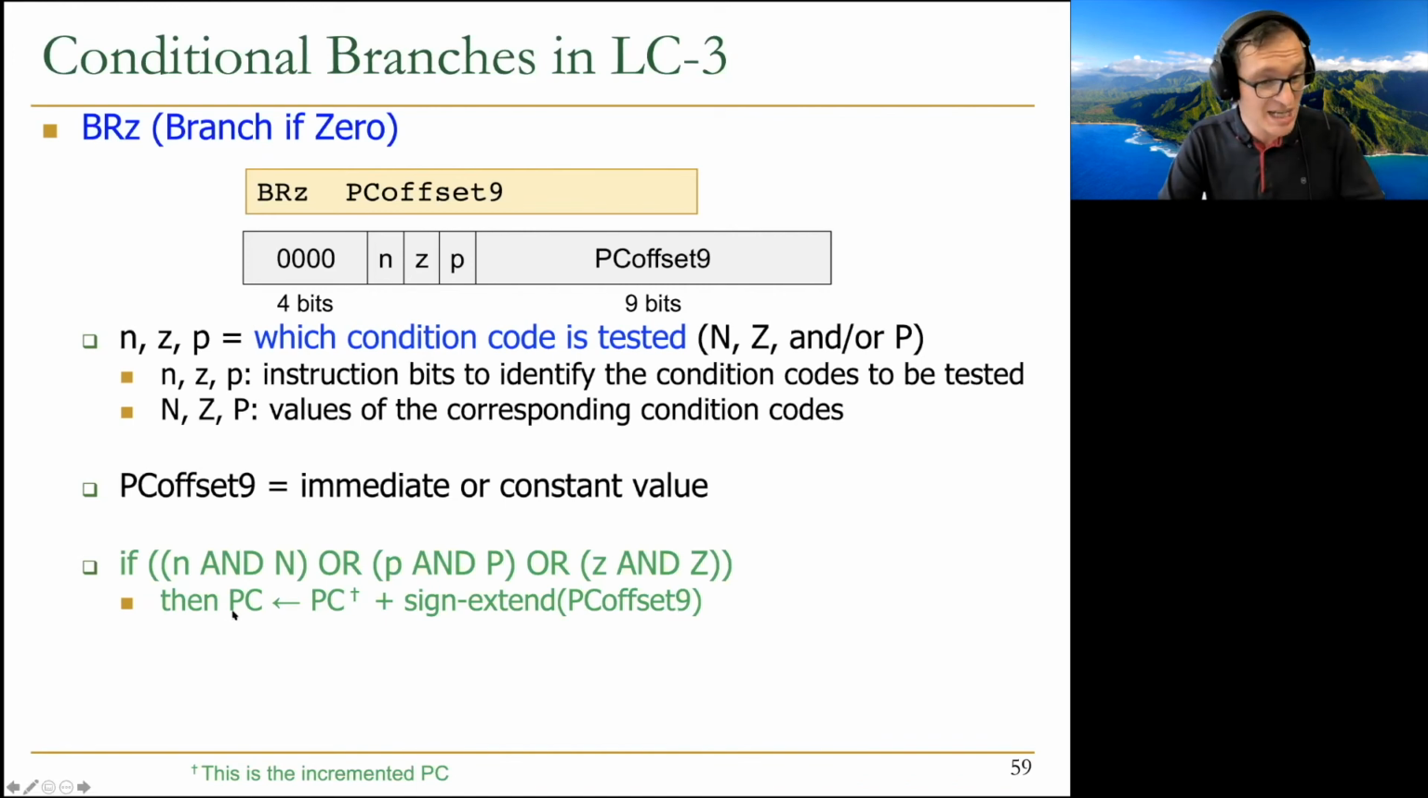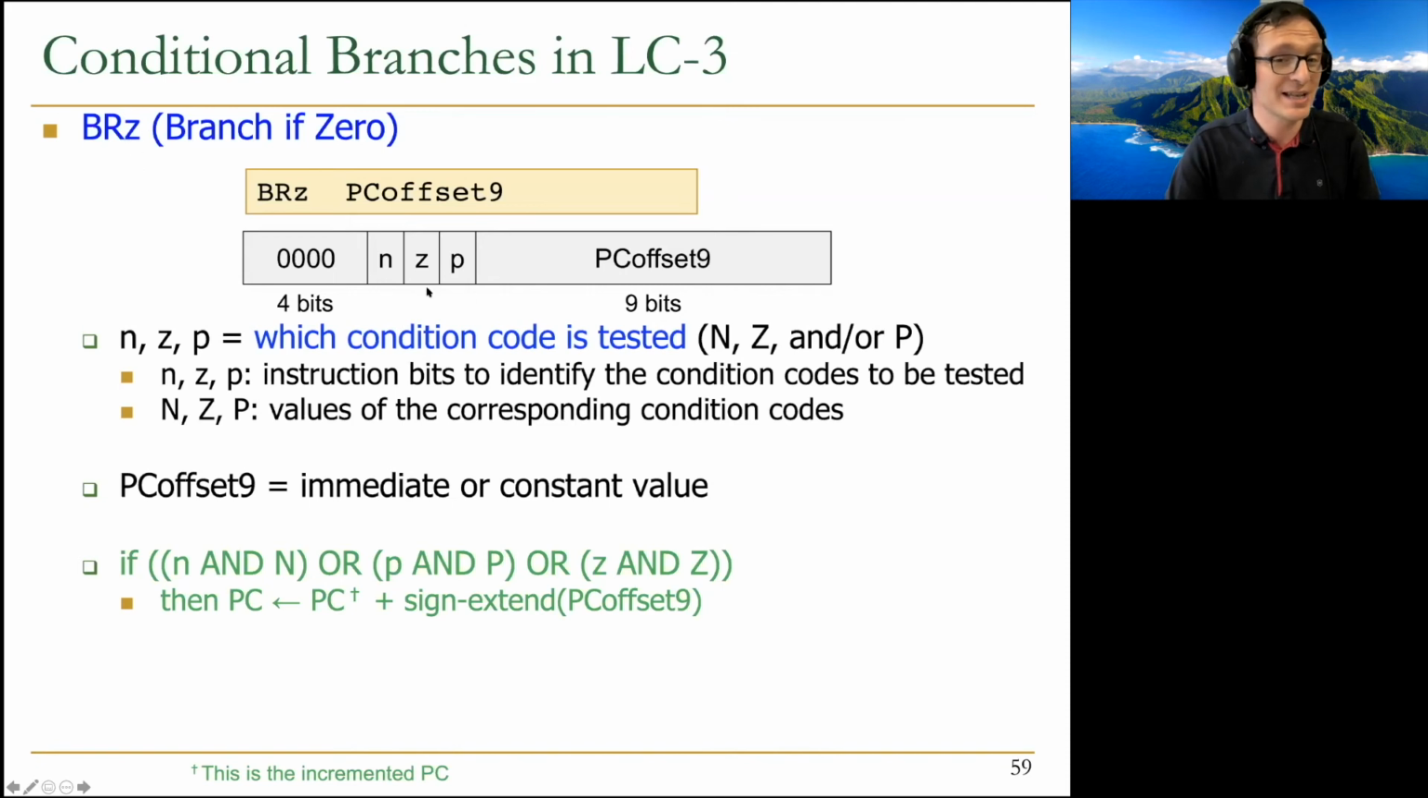And you change the program counter to the target address only if the condition code you're testing is set to 1, which is true, right? And you could be testing any of the 3 condition codes. So this is the most general form. This particular branch is testing the Z condition code.